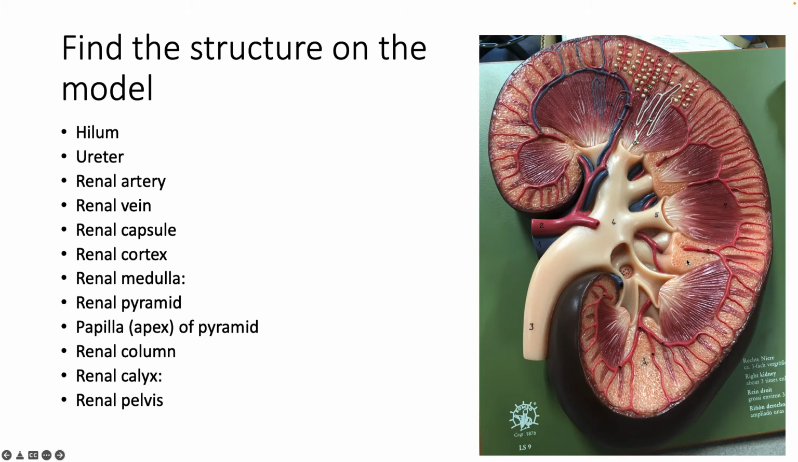Oh, number 7, that's a renal pyramid. If I circled this, you could tell me that's a renal column, or I could say A, that's a renal column. All right, this is the cortex. So we could say even letter G here would be considered a cortex. All right, so you want to be able to identify all of these.